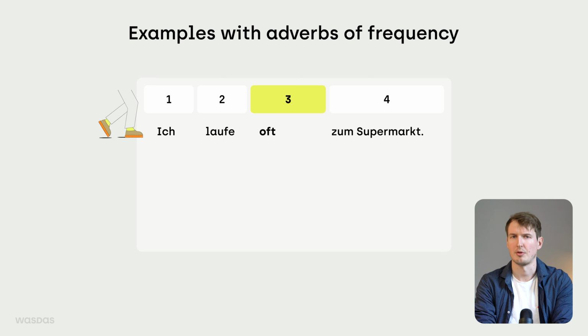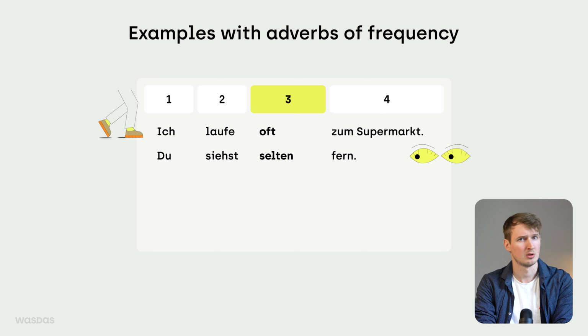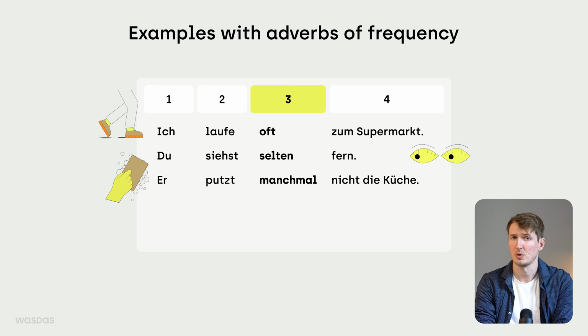So, here are some more examples. Ich laufe oft zum Supermarkt. I often walk to the supermarket. Du siehst selten fern. You rarely watch TV. Here we see that the adverb moves in between a separable verb. Putzt manchmal nicht die Küche. He doesn't clean the kitchen sometimes.